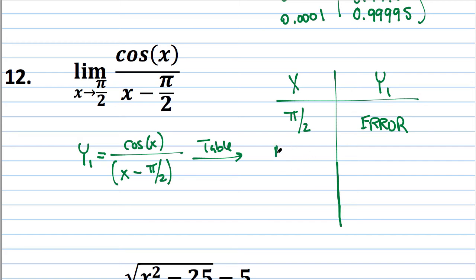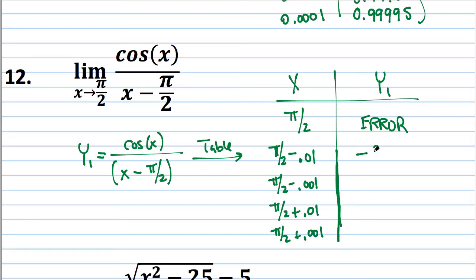Now I need to be a little creative about how I plug in these values. Let's do the minus side first: pi over 2 minus 0.01 and pi over 2 minus 0.001. Then I'll do the opposite to get the other side: pi over 2 plus 0.01 and pi over 2 plus 0.001. This is perfectly acceptable. Your calculator takes these inputs just like it would anything else. When I do that, the values I get for y1 are the following.